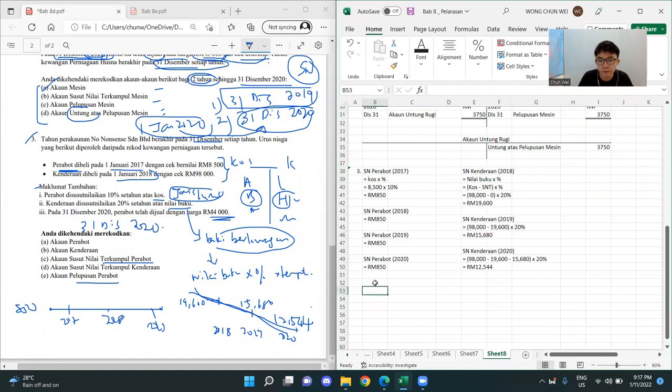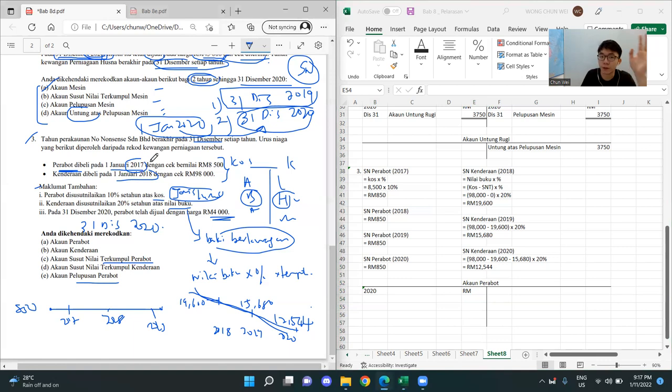Okay, so after you get all these figures, we can do A and B. So for A, buka account perabot. So we just do for 2020 only, okay? Don't have to do much. Imagine if we bought it in 2017, definitely we have the debit perabot. After that, kita akan bawa ke bawah, bawa ke bawah. So until 2020, starting from January 1st, it will be labeled as baki b/d, bawah ke bawah. The cost will be 8,500.